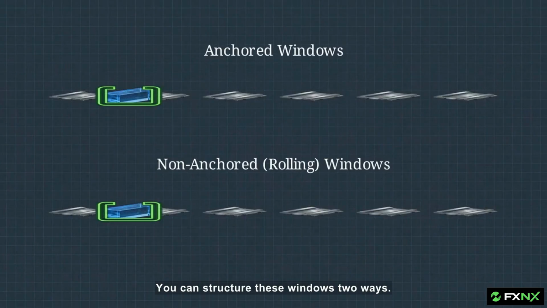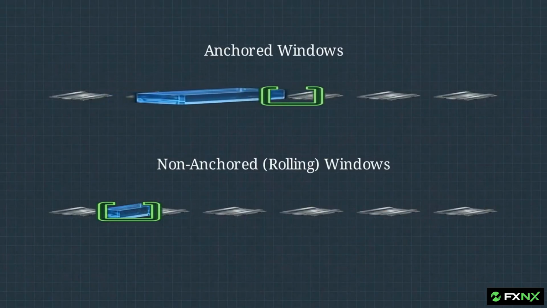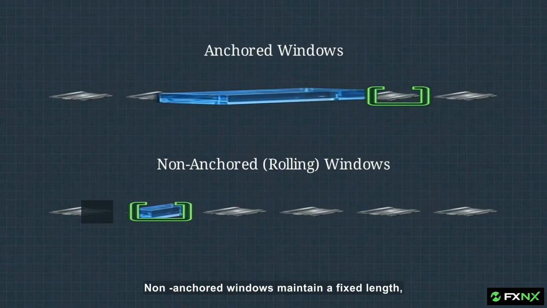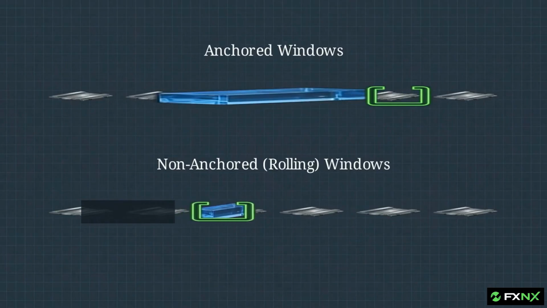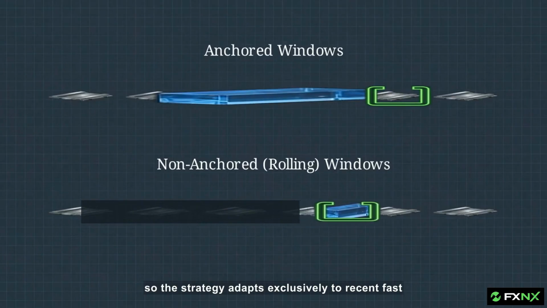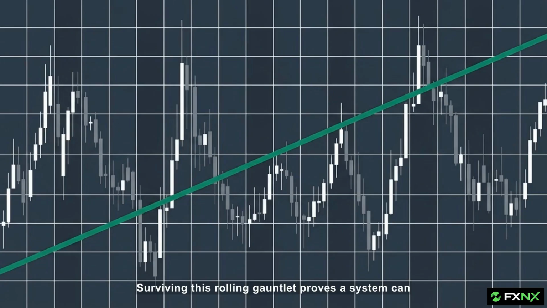You can structure these windows two ways. Anchored windows keep a fixed start date, continuously growing the pool of historical training data. Non-anchored windows maintain a fixed length, dropping off old data entirely so the strategy adapts exclusively to recent, fast-changing price action. Surviving this rolling gauntlet proves a system can maintain its logic through shifting market regimes.